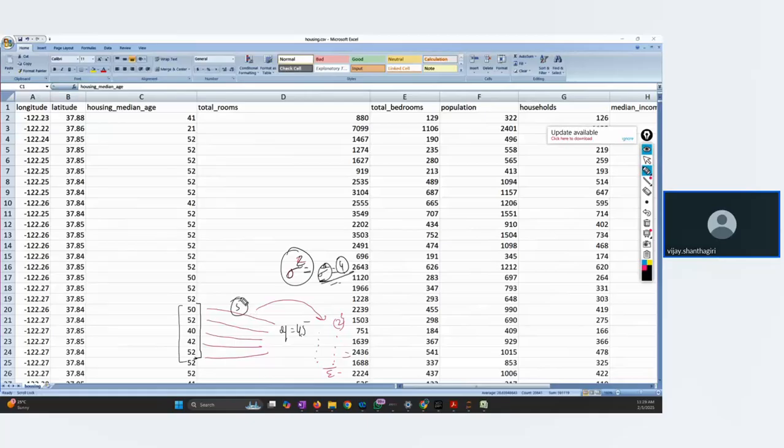I want to express this 5 in terms of 4. What will I do? I will do 5 by 4. So 5 by 4 is 1.25 or something. Now, can I say that this 5 is equal to 1.25 into sigma? Everyone following?